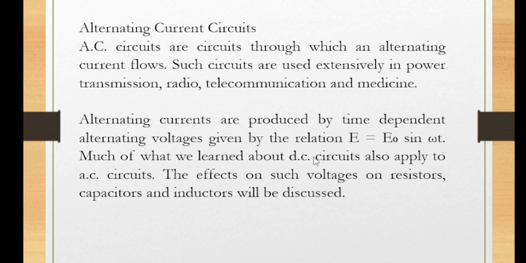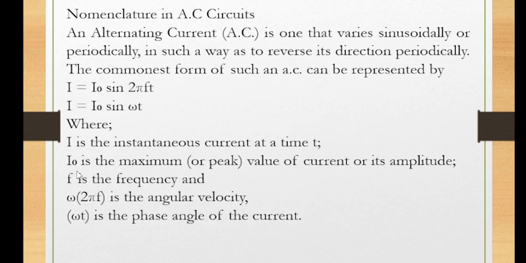Much of what we learned about DC circuits also applies to AC circuits. Yes, because also here we're going to talk about resistance, the opposition to the flow of current, but the names might be different. Resistance in AC circuits, we call it reactance because it's the opposition to the flow of current. You're going to have current too, you're going to have voltages. So the effect of alternating currents on resistors, capacitors, and inductors will be discussed.